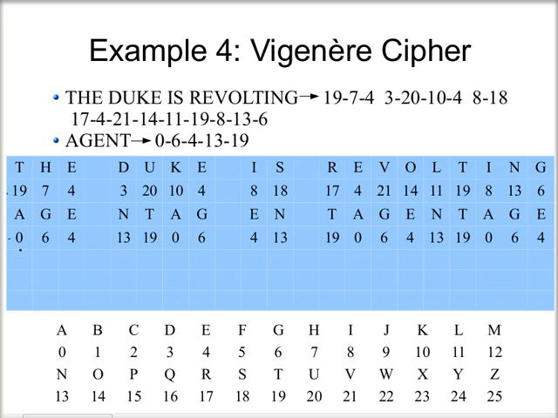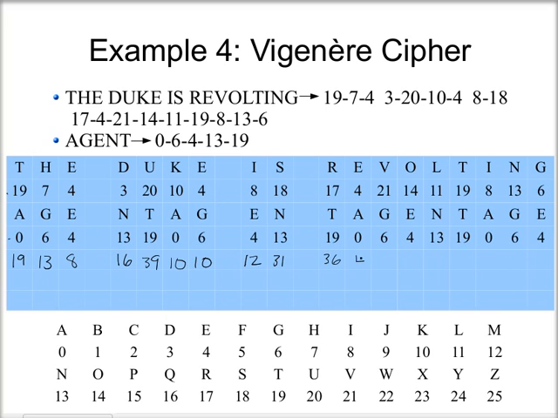So for my next row, I'm just going to take the sums. So 19 plus 0 is 19. 7 plus 6 is 13. 4 plus 4 is 8. 3 plus 13 is 16. 20 plus 19 is 39. 10 plus 0 is 10. 4 plus 6 is also 10. 8 plus 4 is 12. 18 plus 13 is 31. 17 plus 19 is 36.